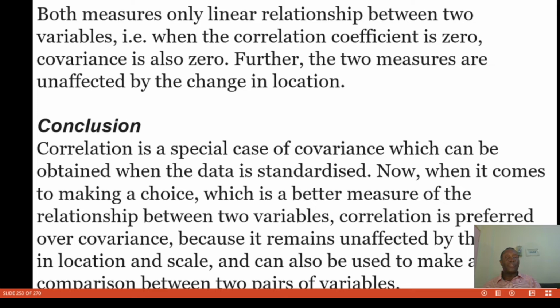Now, when it comes to making a choice, which is a better measure of the relationship between two variables, correlation is preferred over covariance because it remains unaffected by the change in location and scale, and also can be used to make comparison between two pairs of variables. And so plant breeders will generally use correlation in reporting the strength of a relationship between the accession variables.